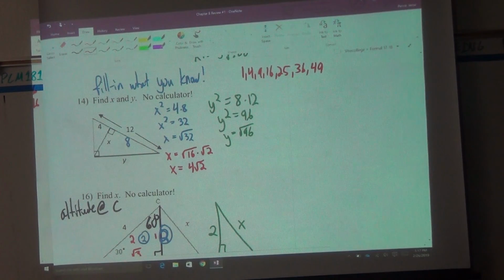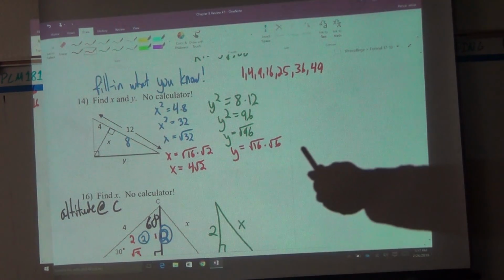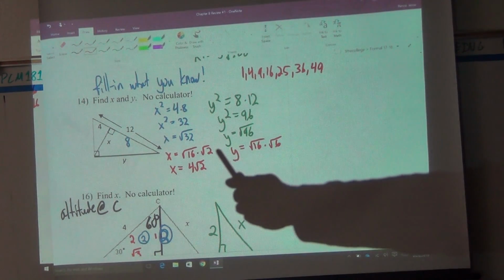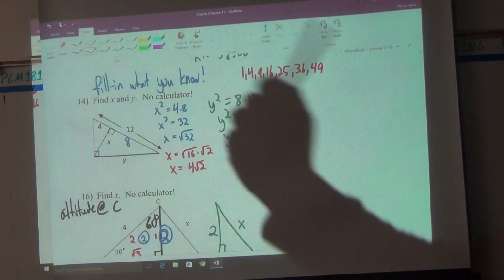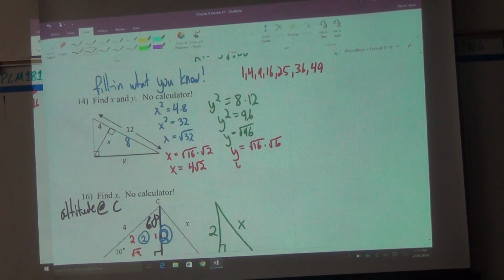Now I don't know, somebody might be consulting their calculator. Does 16 also go into 96? Yes. Good. How many times? 6. So we have the square root of 16 times the square root of 6. Now 6 only has a 2 and a 3 in it, so there are no perfect squares that can come out of there. But 16, that's a 4. So we're going to have 4 root 6.